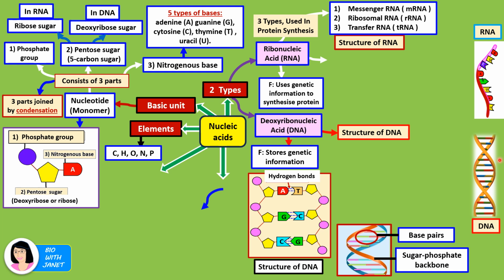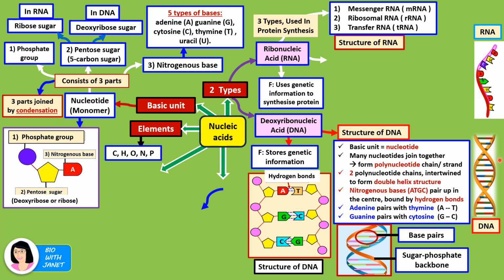Okay? So we have to know the characteristics of RNA and DNA. Now, firstly, DNA. This can come up for an essay question. You can be asked to describe or explain the structure of DNA as shown in this diagram here. Okay? So the basic unit for DNA is the nucleotide. Now, if you want to discuss further about the nucleotide, you have to refer back to this part here. So refer to nucleotide.